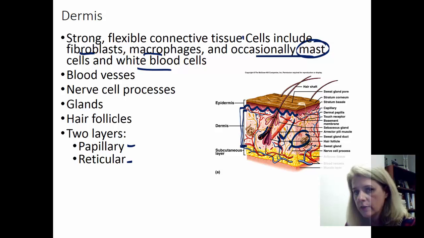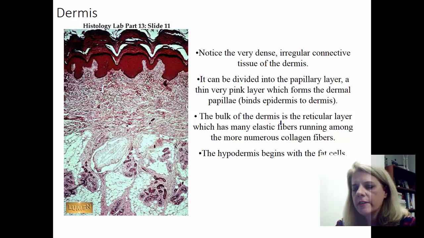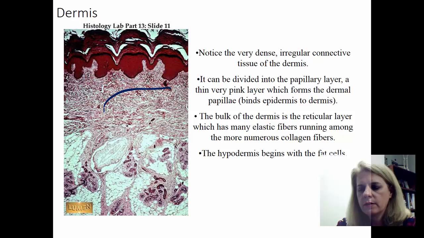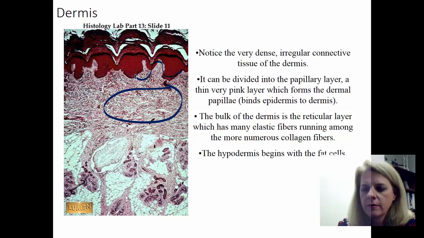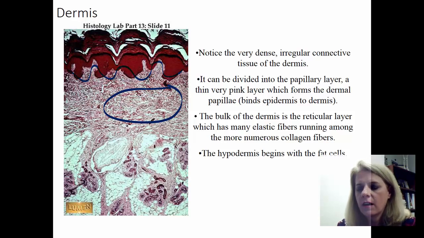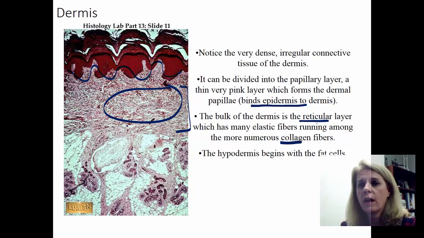Again, you'll see this again in your skin lab video. So when you look at the dermis, it's very dense, irregular connective tissue. That's all of this. What you're seeing is dense, irregular connective tissue. And you have your papillary layer, okay, which is what's in contact with the epidermis. And it's what binds the epidermis to the dermis. But most of your dermis is this reticular layer, which has a lot of elastic fibers and also collagen fibers. So it's strong but also bendy, okay, so it can stretch and move.